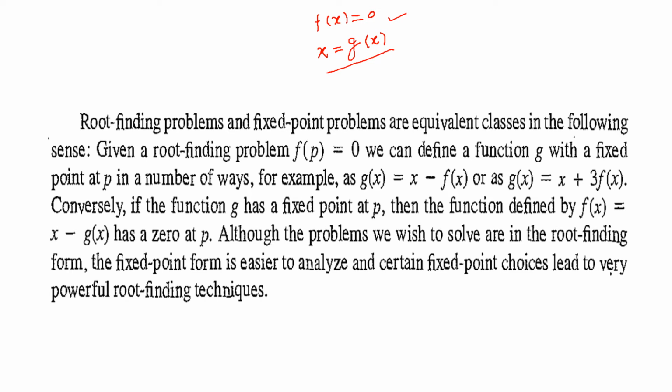And g(x) can be obtained by many ways. We can write g(x) in this form, or in this form, or in any other form. And conversely, we can say that if a function g has a fixed point at p, then the function defined by f(x), which is equal to x minus g(x), will have 0 at p.